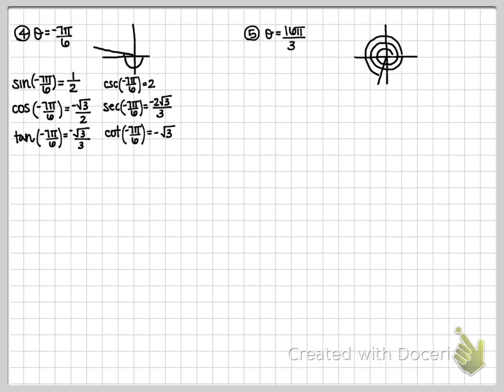So I'm going to do the same thing that I've been doing. I'm going to pause it for just a second. I'm going to fill in the 6 trig. I recommend that you do the same and then just check and see if we match.